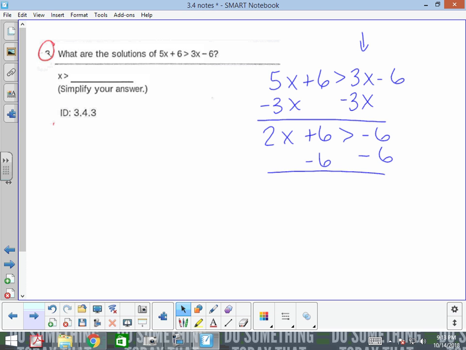So subtract 6 from both sides. Oops, I didn't mean to switch that around. 2x is greater than negative 12, and then divide by 2. The trap does not apply here because we're dividing by a positive. So it's x is greater than, and you're just going to type in negative 6.